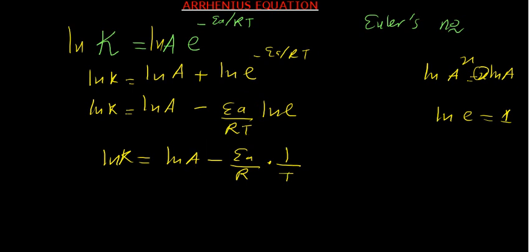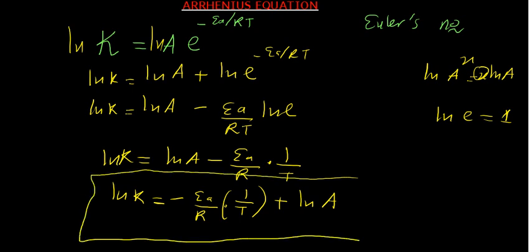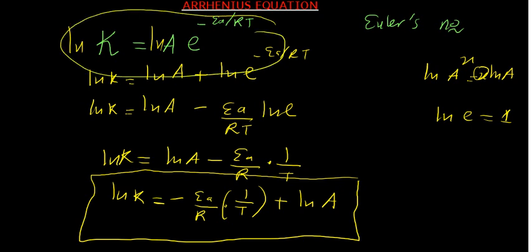So that will give us natural log of k being equal to negative activation energy divided by R multiplied by 1 over T. And then we have got plus natural log of A. So this is one form that we can use of the Arrhenius equation in a linear form. So it is just from the Arrhenius equation here that we've gotten that one.